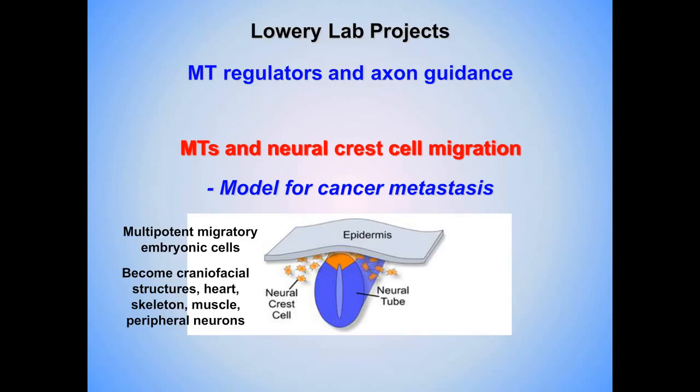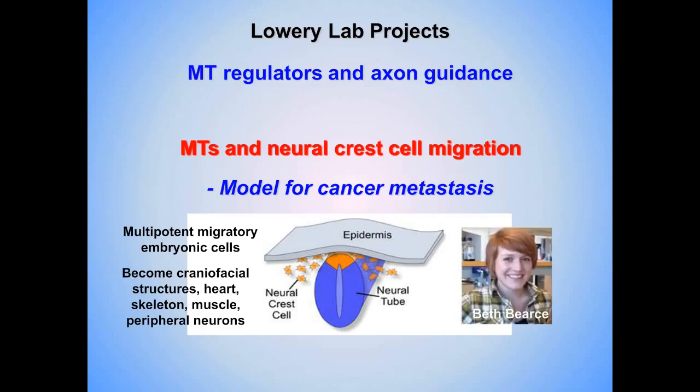And the work in my lab that has been focused on neural crest cells has been spearheaded by my PhD student, Beth Bierce. Now, because these neural crest cells undergo an epithelial to mesenchymal transition, and metastatic cancer cells are also thought to undergo an epithelial to mesenchymal transition, I was able to convince the American Cancer Society to fund my lab's work investigating microtubule regulators and how they might be playing a role in neural crest cell migration as a model for general cell motility.